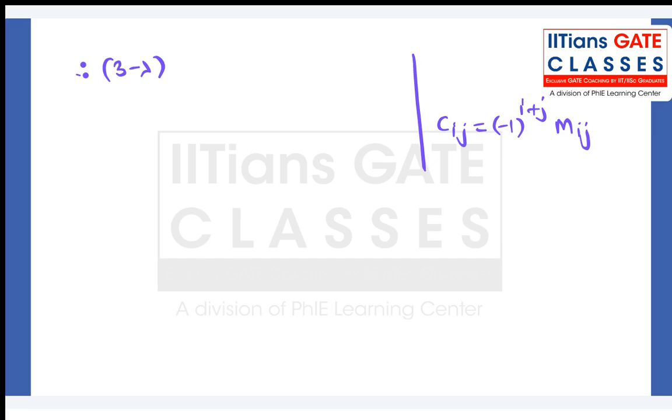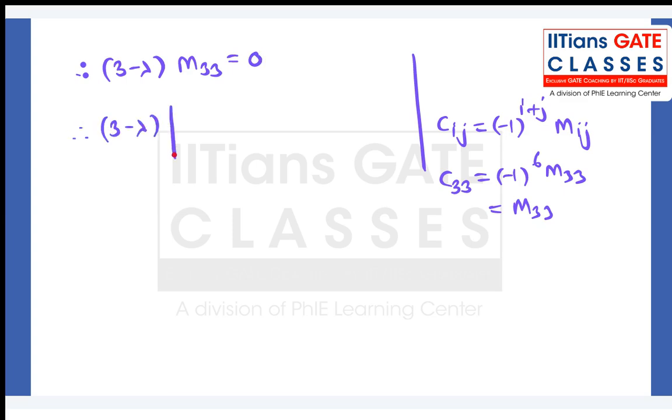So C33 is nothing but minus 1 power 6 into M33, which is just equal to M33, the minor of that third row third column element. Therefore this expression will become M33 equal to 0. What is the minor for that element? You have to eliminate that row and that corresponding column.